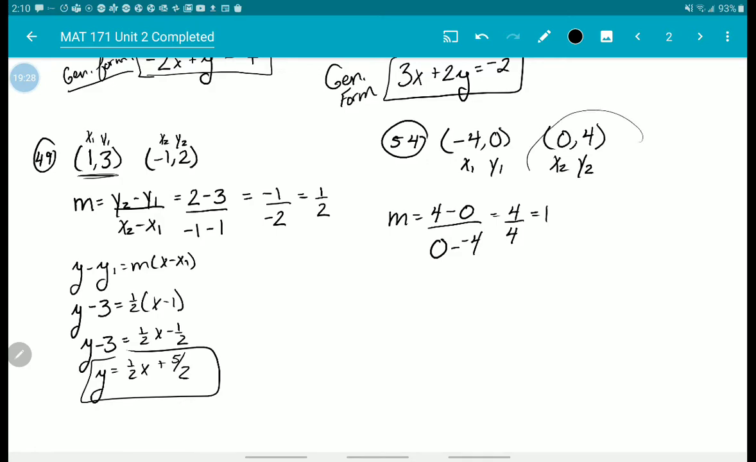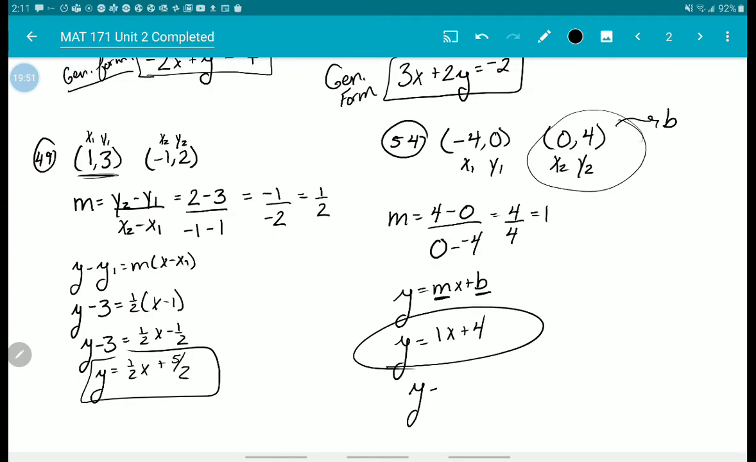Now we also know that y-intercept, and remember that's going to be our b value. So we could go ahead and cut to the chase here, because now we know the slope, and we also know the y-intercept. So let's substitute in everything we know. Slope is 1. The y-intercept was 4. So there's our line. If we wanted to, 1 times x is just the same thing as x.